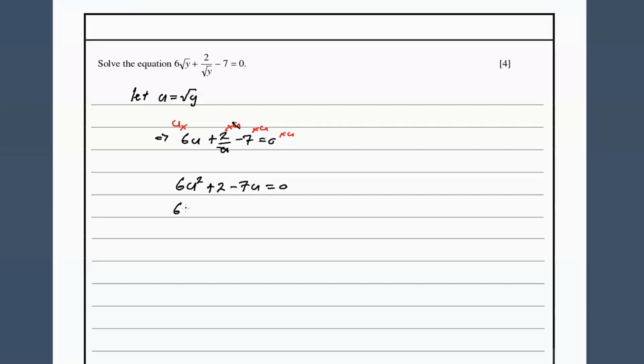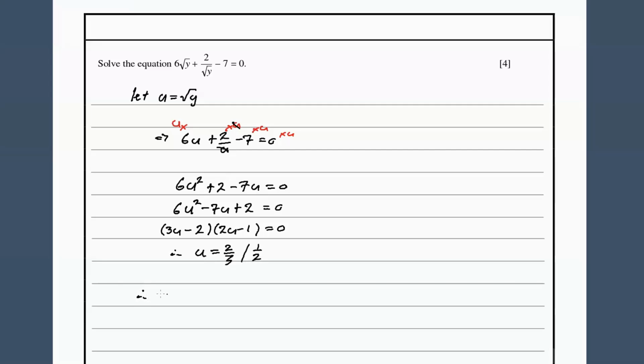6u squared plus 2, because the u's will cancel, and it's minus 7u equal to 0. Rearranging, that's 6u squared minus 7u plus 2 equal to 0. Now, from here we are going to factorize. So I'll have 2 brackets, and for 6u squared, I'll use 3u and 2u. Here I will have 2 and 1, minus and minus, and we've factorized it. So the possible values of u will be, equating this to 0, u is 2/3, and equating this to 0, u is a half.